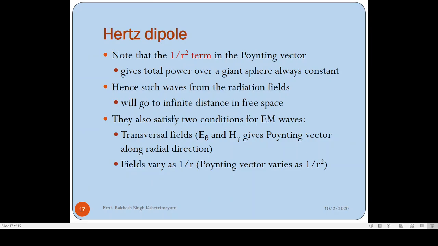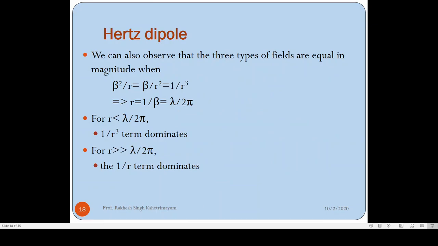And one more observation is that the fields vary as 1 by r for the far field, for the radiation fields. So this is the signature for electromagnetic waves, satisfied by the fields produced by a time-varying current supplied to an infinitesimally small current carrying element, also called a Hertz dipole.